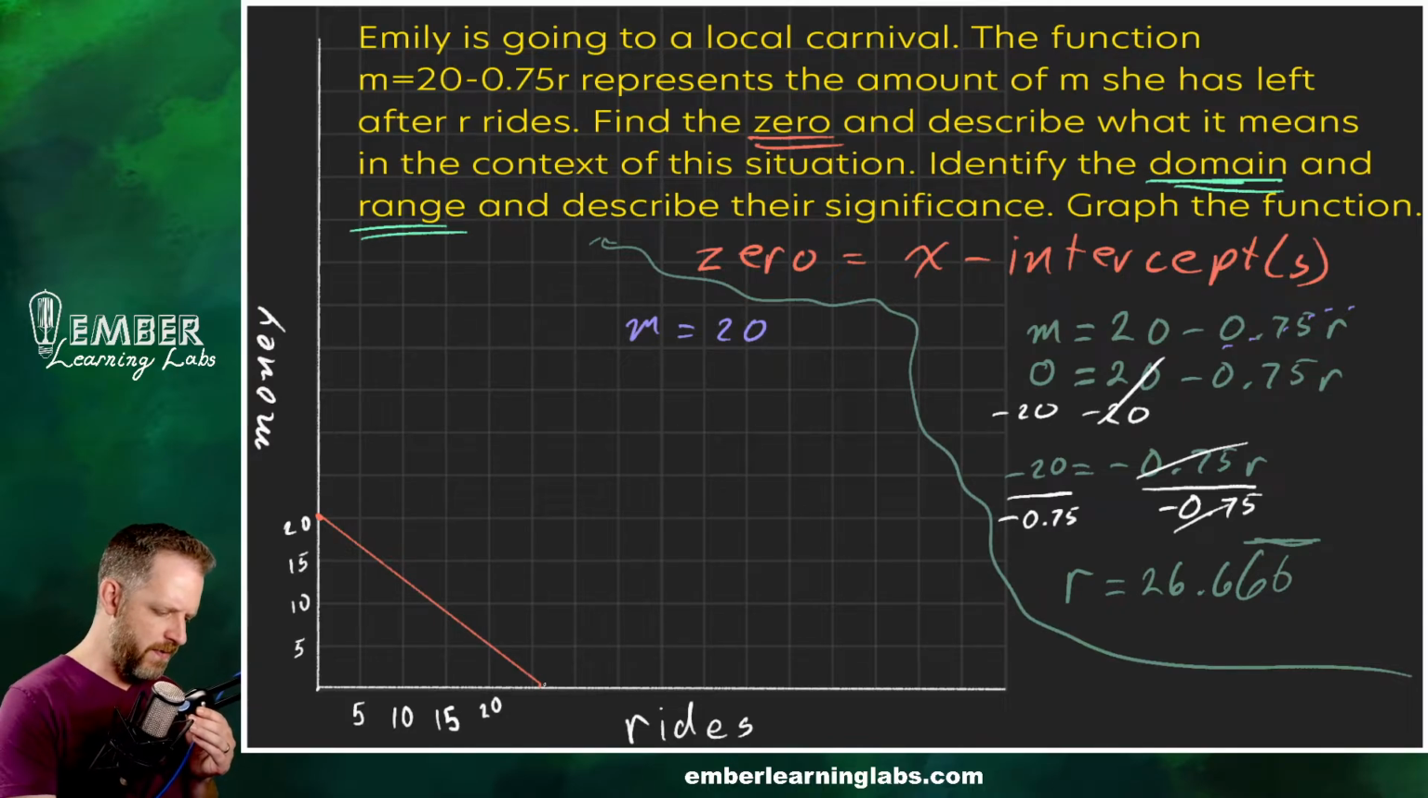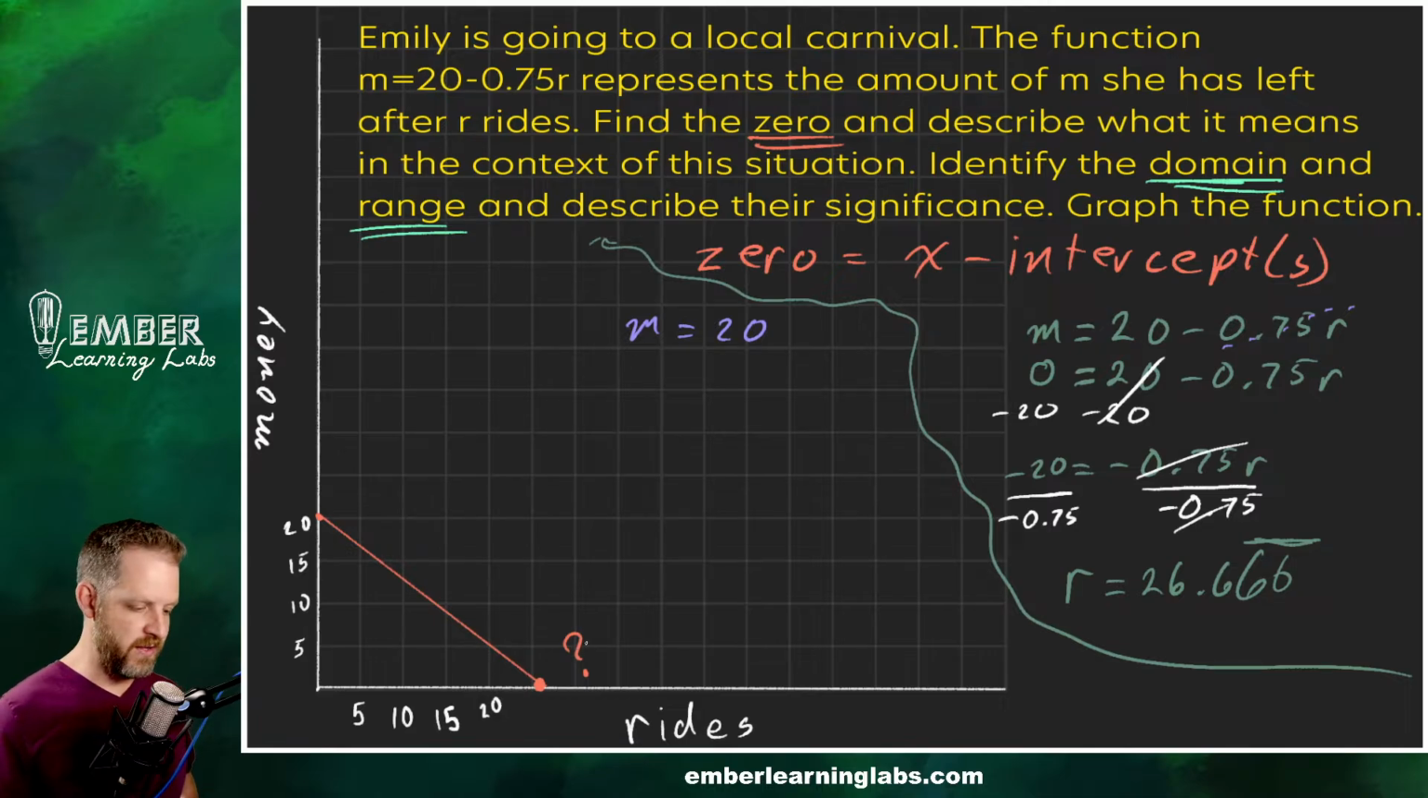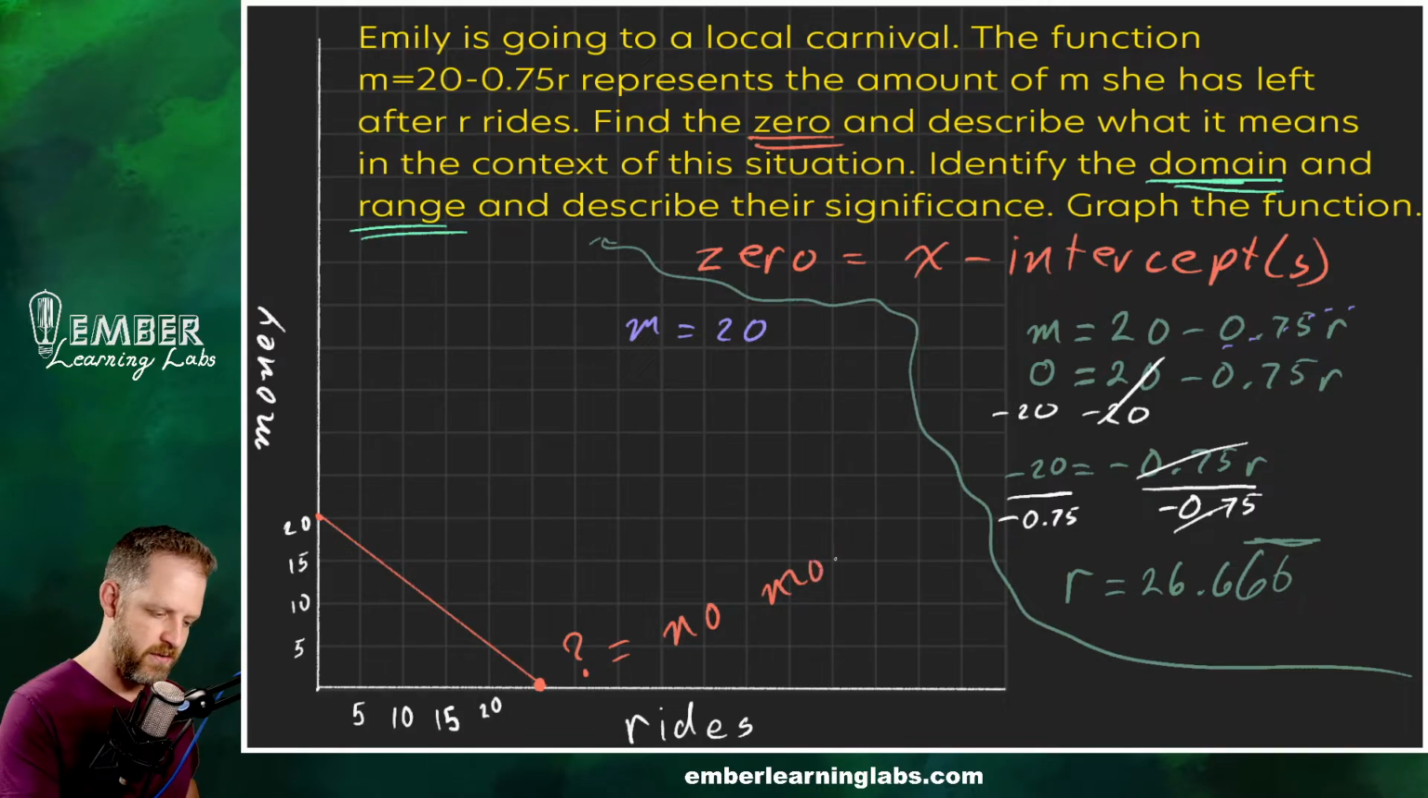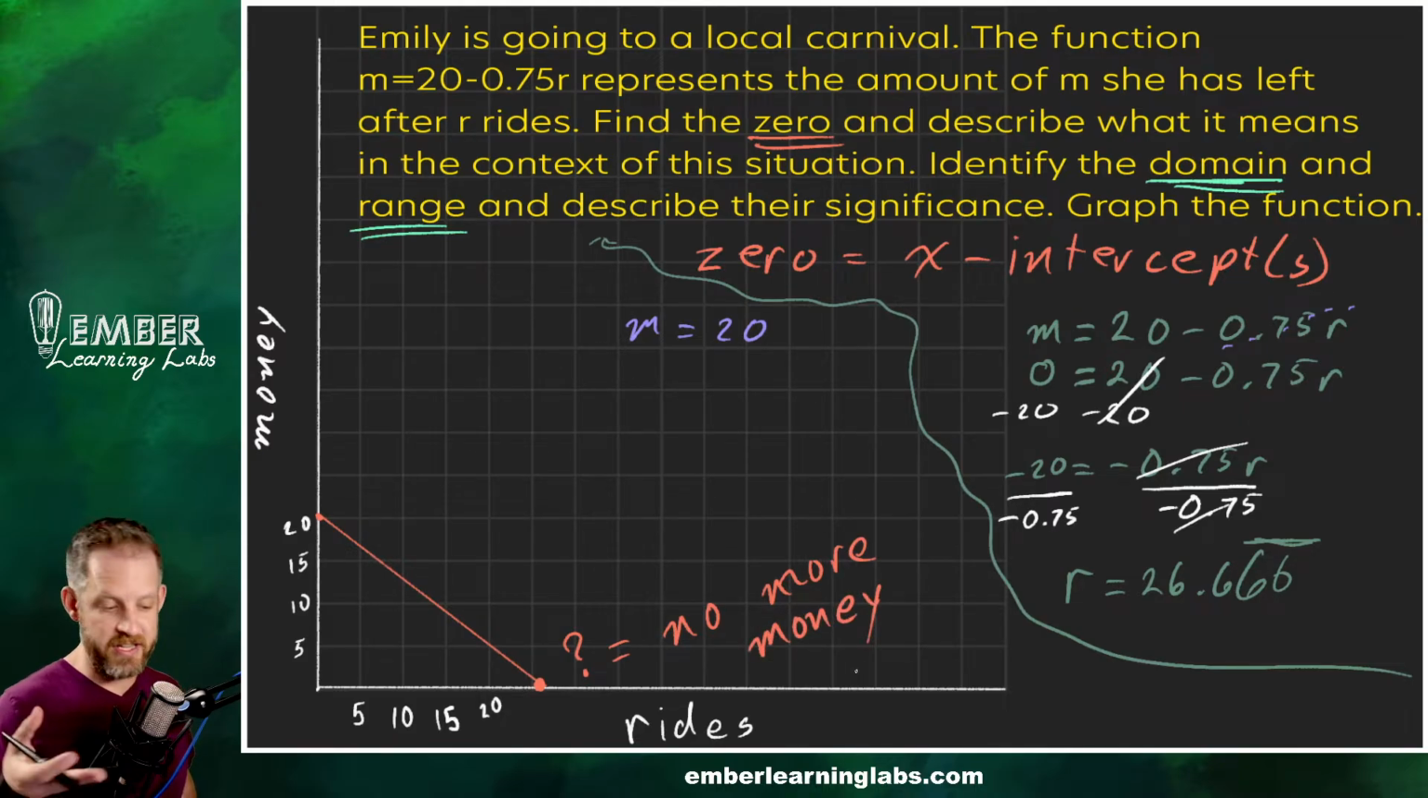The problem wants to know, what does the 0 mean? So this point right here is what it's asking about. The 0, in this case, is when she runs out of money. Equals no money. No more money. That's what the 0 means in this problem.